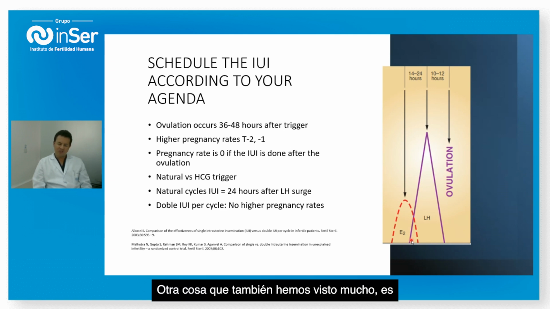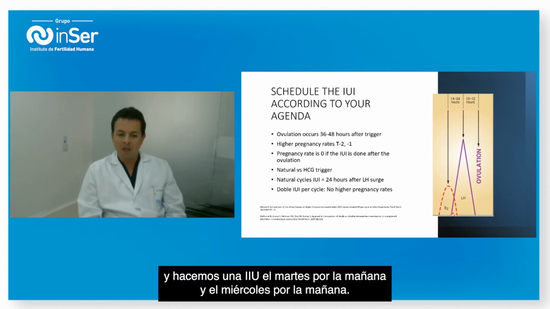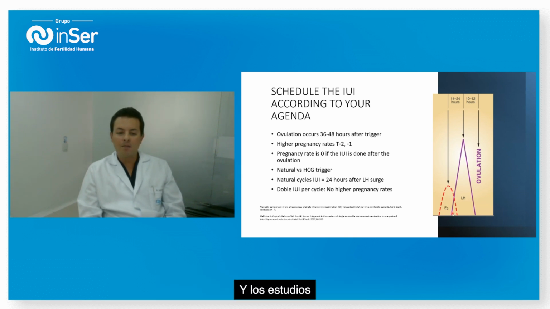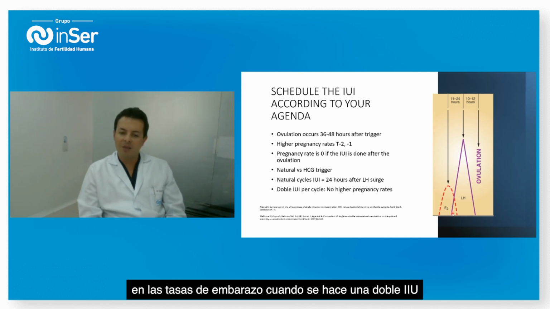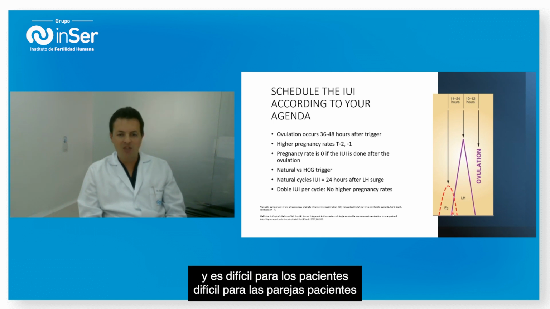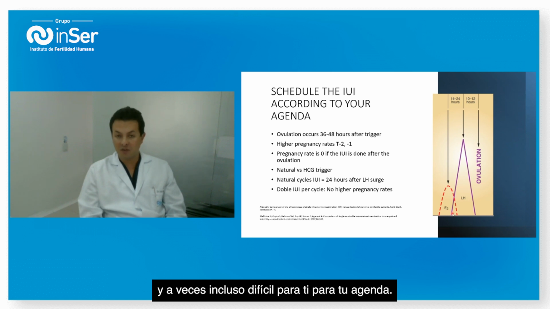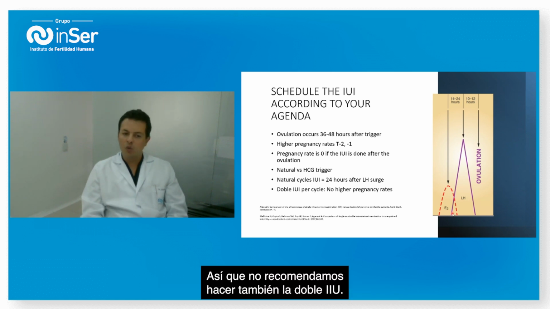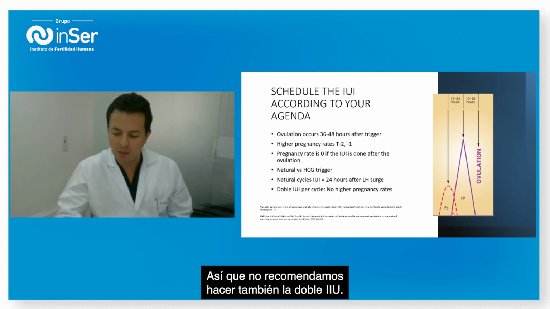Another thing that we've also seen a lot is that in the same cycle they do a double IUI. For example, we do the trigger today, maybe a Monday, and we do an IUI Tuesday morning and Wednesday morning. And the studies haven't shown a difference in the pregnancy rates when you do a double IUI. And it's difficult for the patients, difficult for the couples, and sometimes even difficult for your agenda. So we also do not recommend a double IUI per cycle.